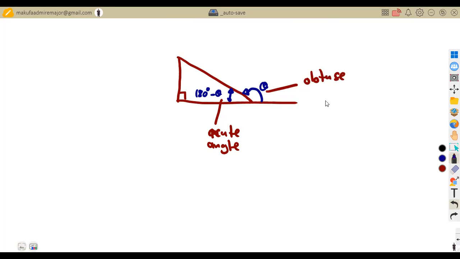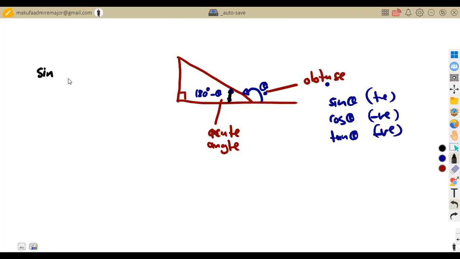So what you're going to see is that the sine of theta, which is the obtuse angle, is going to remain positive. The cosine of theta is going to be negative because we're talking about an obtuse angle. The tan of theta is going to be negative because we're talking about an obtuse angle. But for all the ones inside the triangle, which are the acute angles, all acute angles are positive. So sine 180 minus theta is going to be positive. Cos 180 minus theta is also going to be positive. The same with tan 180 degrees minus theta.